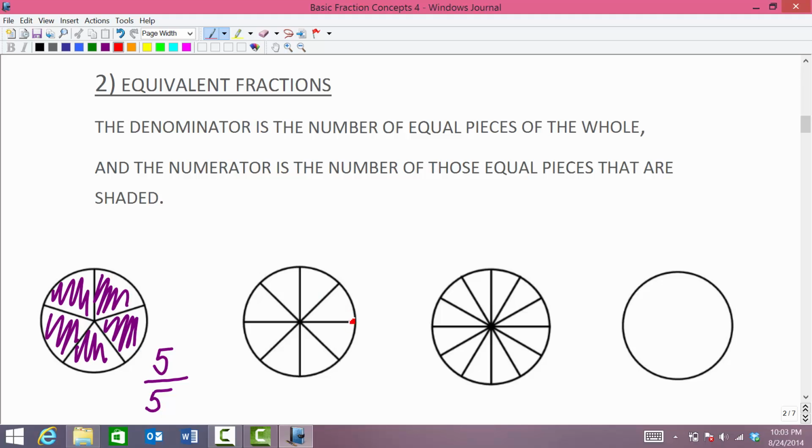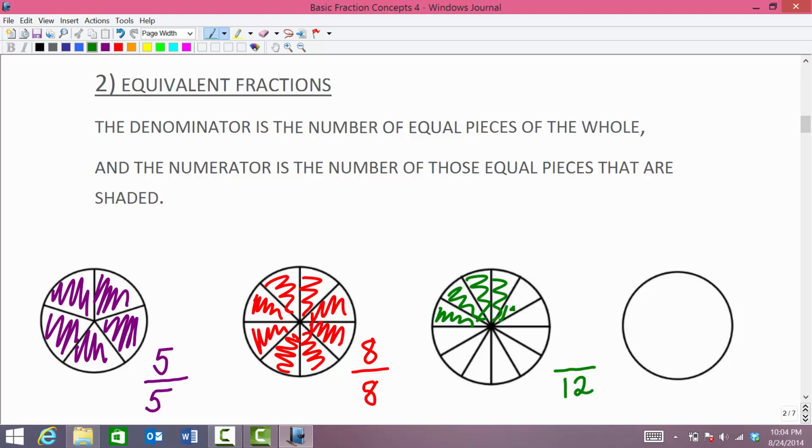The next circle, what would be my denominator for that? Well, that would be 8. There's 8 equal parts. And let's say once again I decide to shade all 8 pieces. This would be like our pizza, and that I eat all 8 pieces of that pizza. What would be the denominator of my third circle? It looks like we have 1, 2, 3, 4, 5, 6, 7, 8, 9, 10, 11, 12 equal pieces. And let's say once again that I eat all 12 pieces of this pizza. So I'm going to shade all 12.